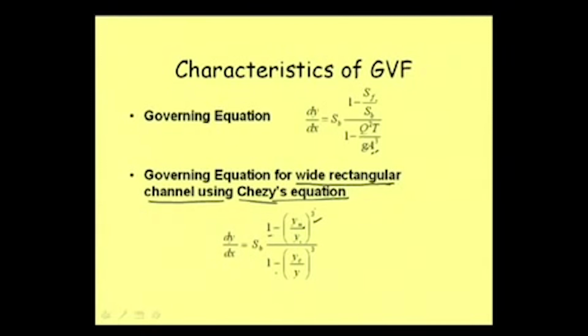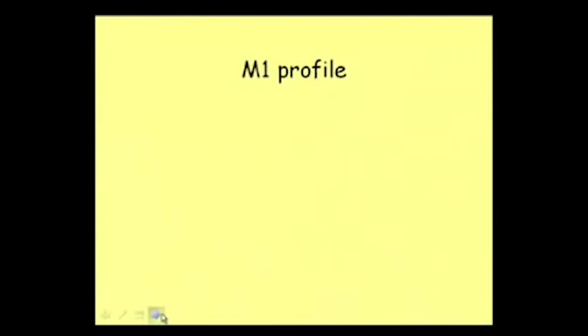And Sb is the bed slope. Starting from this equation, now we can see how the characteristic of the M1 profile can be determined. Of course, if we think of what we did in the last class, we could at least establish that the M1 profile is a rising profile, that we have already established.